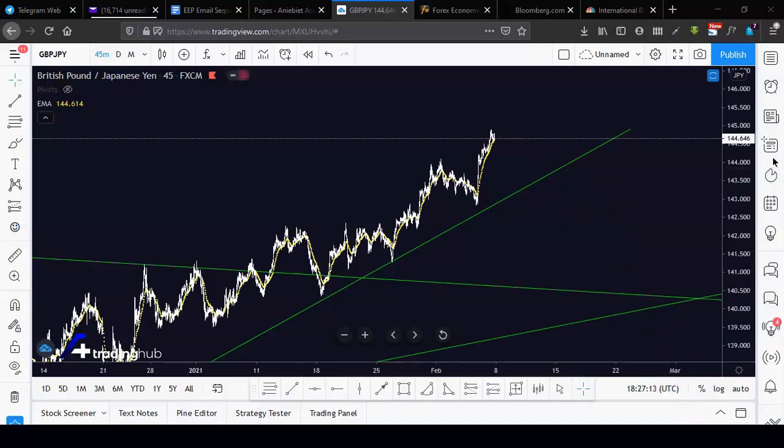So pound yen, we are selling pound yen just as we are going to sell pound dollar. It's only pound AUD that we are buying. So I hope you understand that.